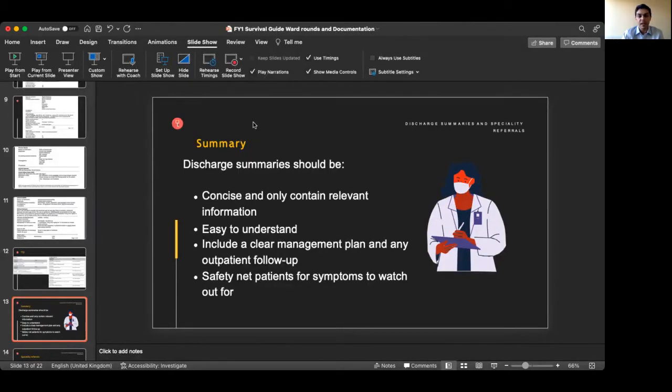It should be easy to understand, with no grammatical mistakes as far as you can help it, and should include a clear management plan and any outpatient follow-up with the expected time frame. Again, as Nihal said, don't forget to safety net your patient, including any symptoms to watch out for and who to contact.